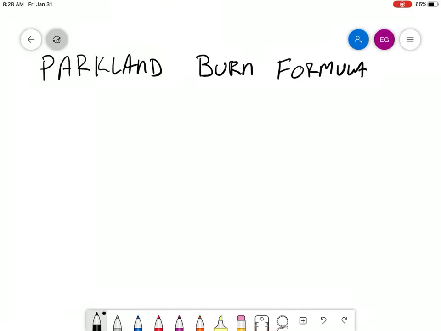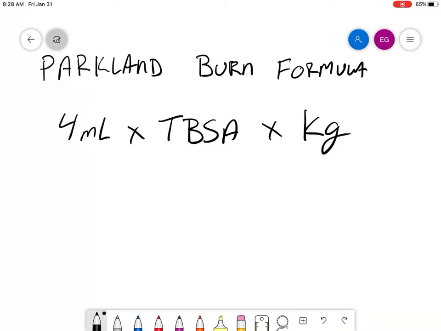Alright guys, let's talk about the Parkland burn formula real quick. Remember, the Parkland burn formula is designed to give fluid resuscitation to patients who have received burn trauma and need volume replenishment. The Parkland burn formula is simply this: 4 milliliters of fluid times your total body surface area burned times your weight in kilograms.